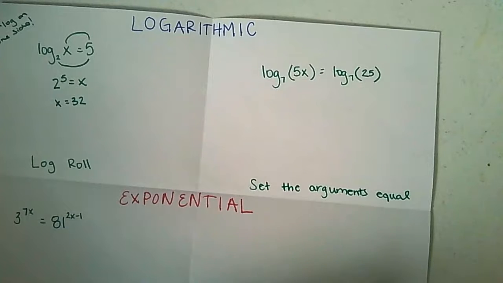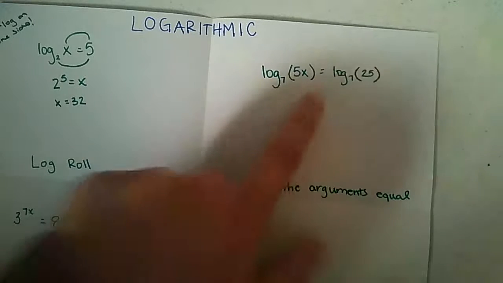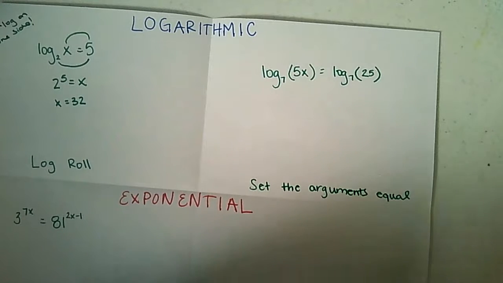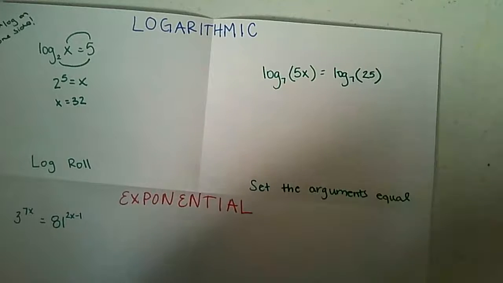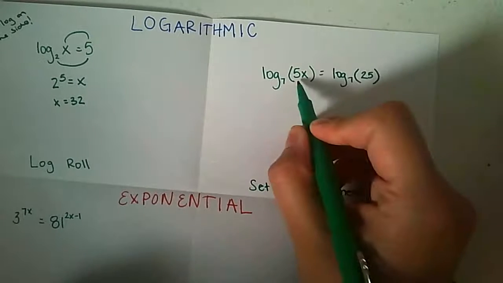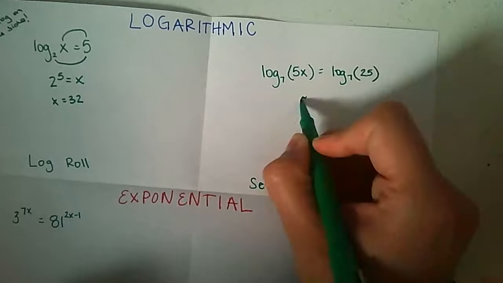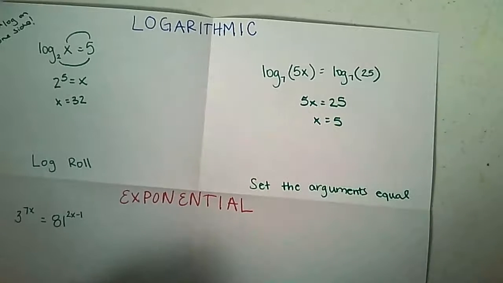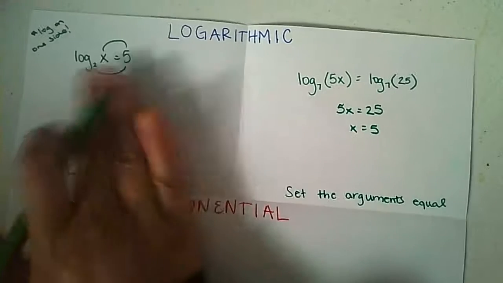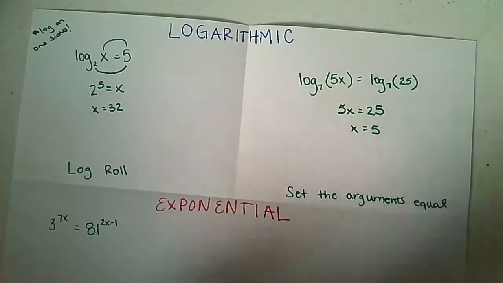We've also seen it where we've had everything be a log. So like this problem right here. And we know when everything is a log, we can set the arguments equal to each other. So when your bases are the same, we can set the arguments equal to each other. So I'm going to go ahead and do that. So we will have 5x equals 25. So we set the arguments equal when everything has a log. Whereas over here, this piece did not have a log attached to it, so we can do that.